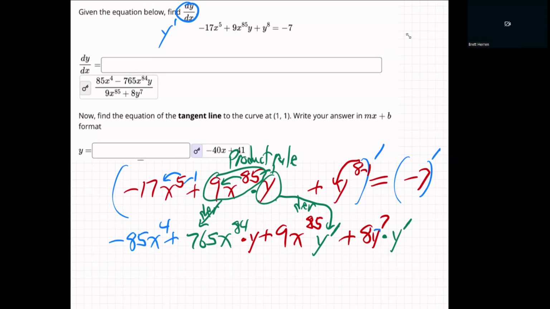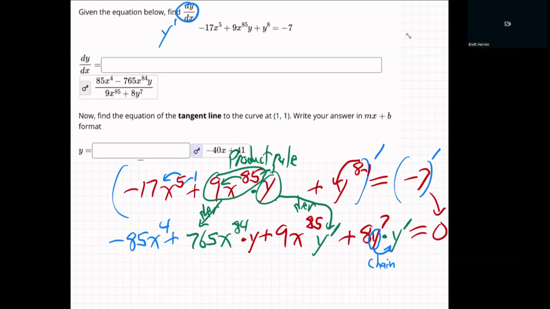Remember, if the inside is anything other than a simple x, you must do the chain rule. Right here, this x came down and multiplied, subtract 1 from the power, and that's it, because that was a simple x. But this guy's y is not an x. Y is a function of x. So we have to do the chain rule. The 8 comes down, lower the power by 1, and then times the inside, which is not a simple x, so it's y prime. Equals 0, because the derivative of a number without an x or y is just 0.